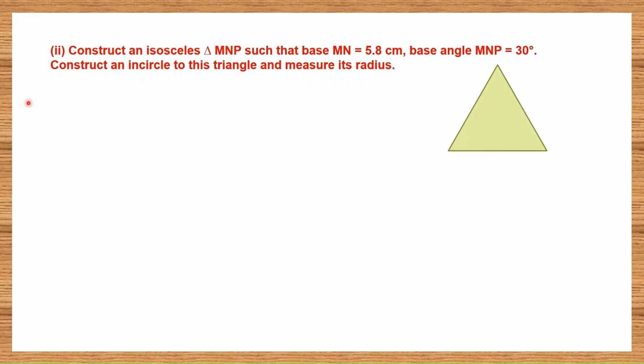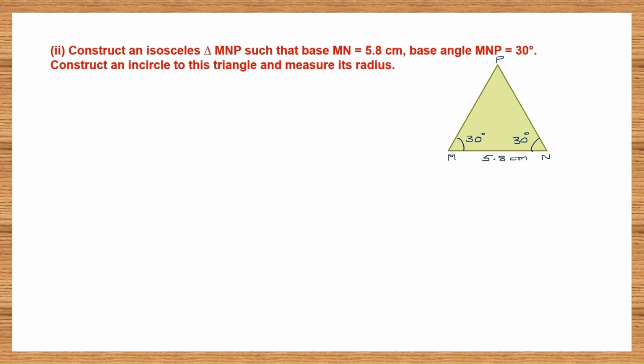So we have a rough triangle here. So this is triangle M, N and P and MN is given as 5.8 centimeters and the base angle is given as 30 degrees. So in an isosceles triangle, the base angles are equal. So if one angle is given, then we know that the other base angle is also the same. So we have 30 degrees here. So this is our triangle.